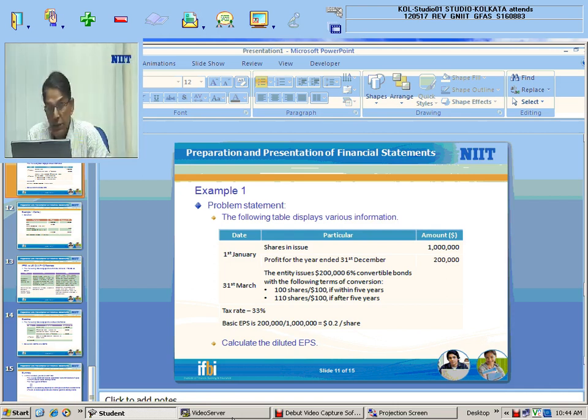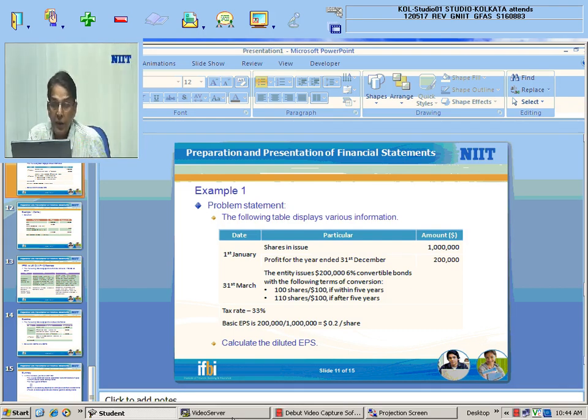On 31st March, the entity issues 200,000 6% convertible bonds with the following terms of conversion. 100 shares will be converted against $100. If conversion takes place within 5 years, then 100 shares will be issued for every $100 of the amount of the bond. If conversion takes place after 5 years, 110 shares will be issued against every $100 of debt.